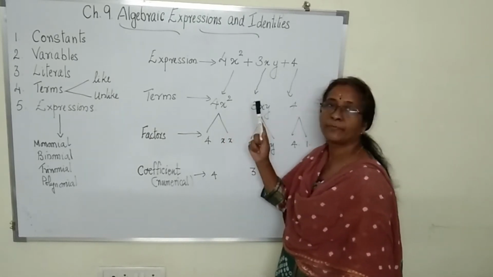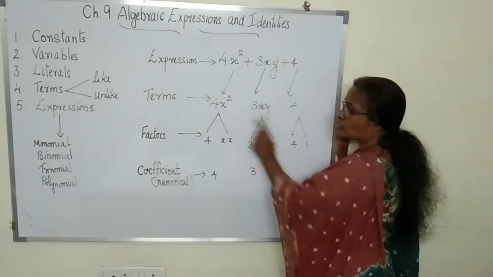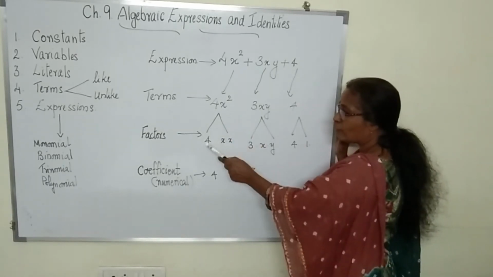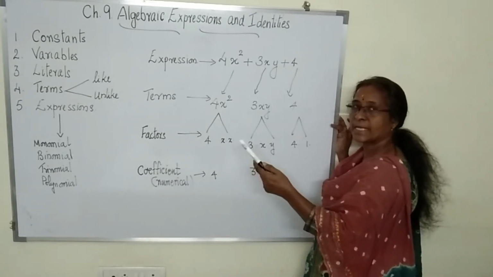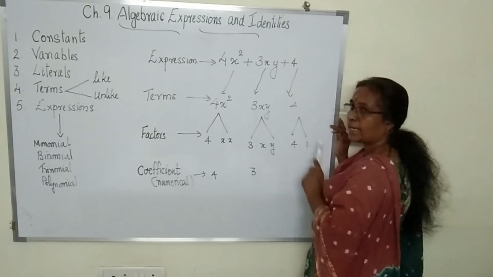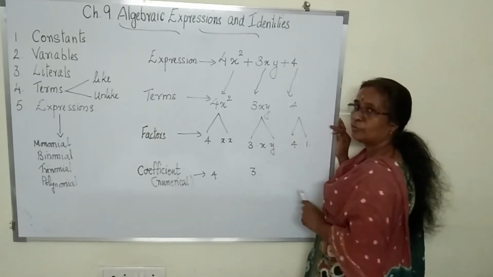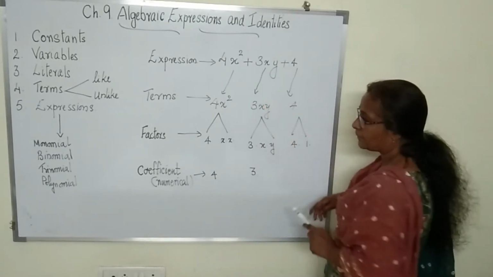Now each term will have some factors. Which are the factors? 4x square: the factors are 4 and x square. x square can be again factorized as x into x. 3xy is 3 into x into y, and 4 is 4 into 1. So these are all factors of this expression.